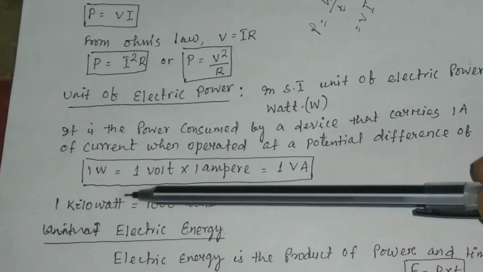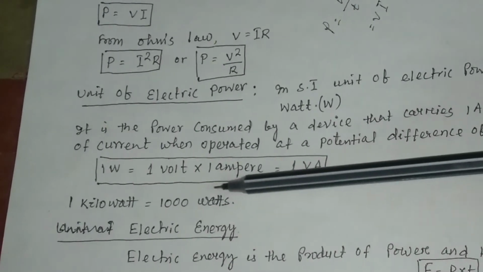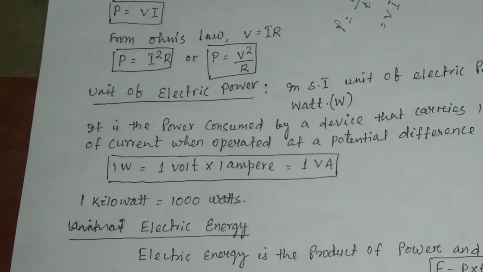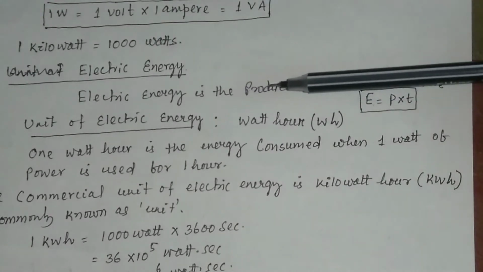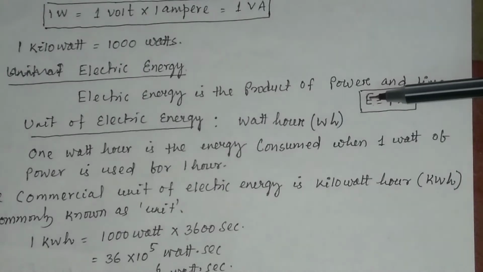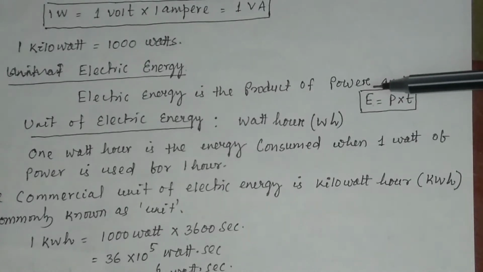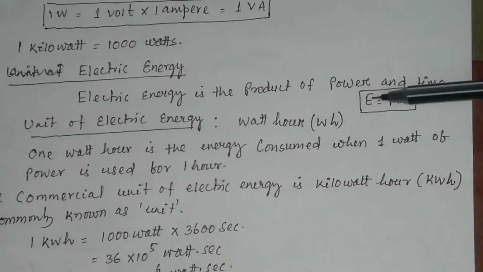Sometimes we use a higher unit of power, that is kilowatt. 1 kilowatt is equal to 1000 watt. Then electric energy. Electric energy is the product of power and time. We know power is equal to rate of doing work, that is W by T. So W is nothing but the energy E. Amount of work done is nothing but the energy. So energy will be equal to power into time.